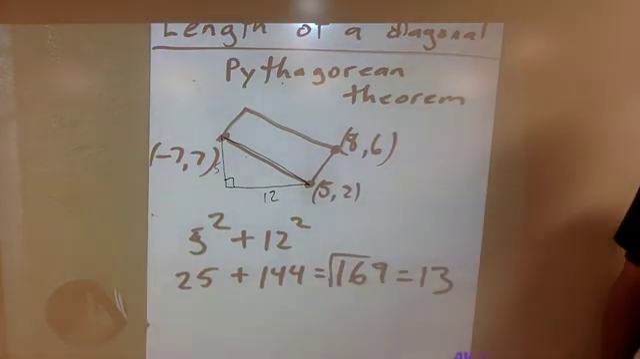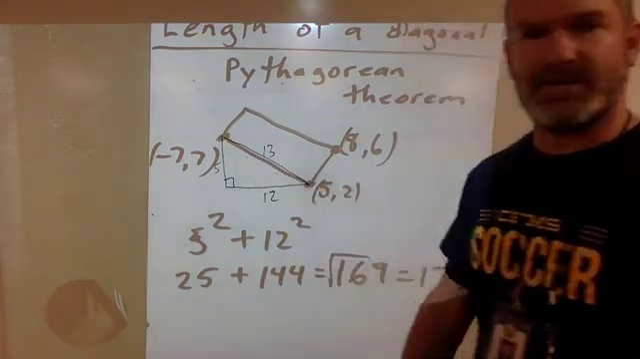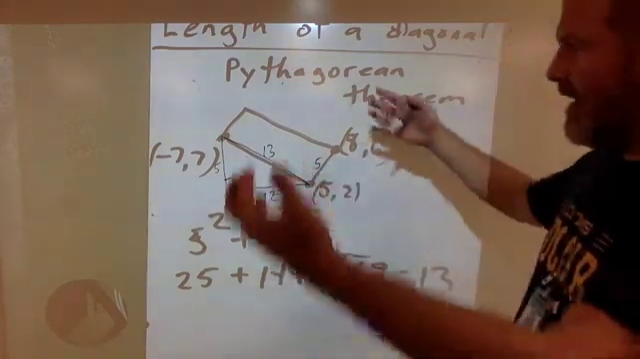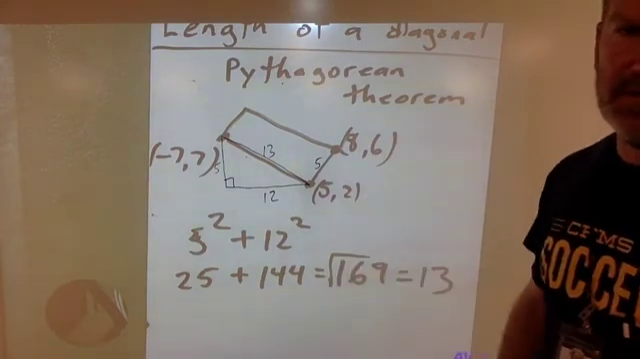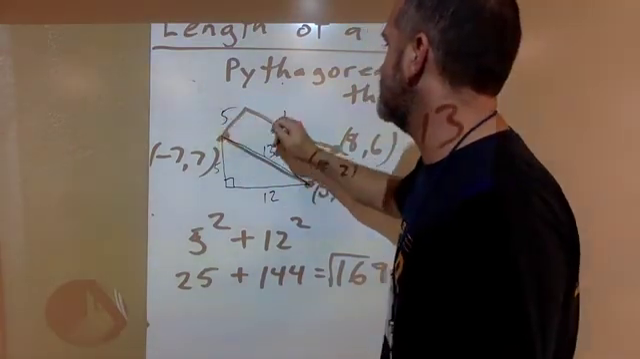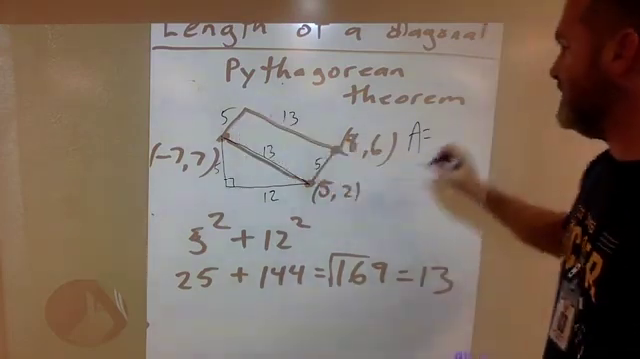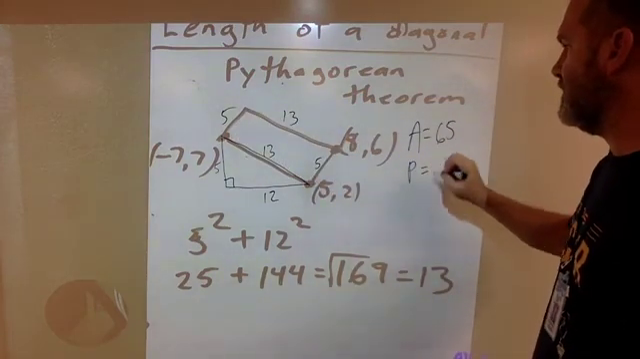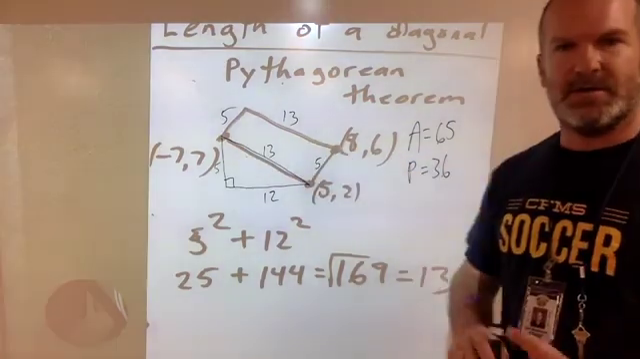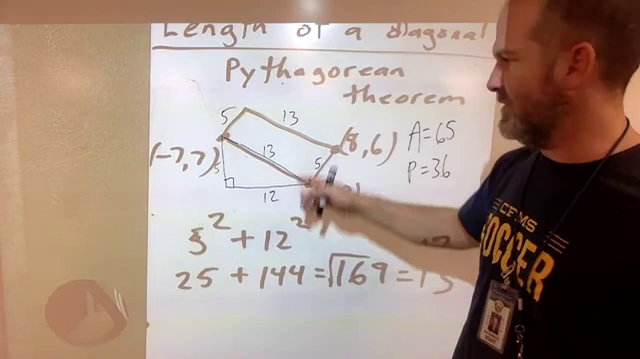The square root of 169 is 13, so the length of this diagonal or that side of the rectangle was 13. We had a 5 and a 13. Now you can figure out the area and the perimeter because in rectangles, the opposite sides are the same. So this one's 5, this one's 13. That would make the area equal to 5 times 13, which is 65. It would make the perimeter equal to 26 plus 10, 36.